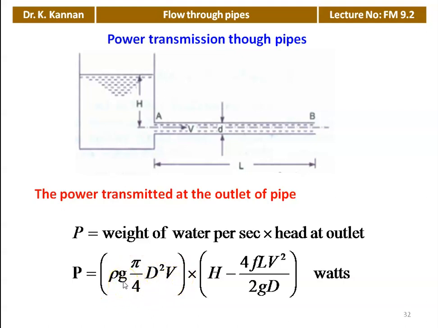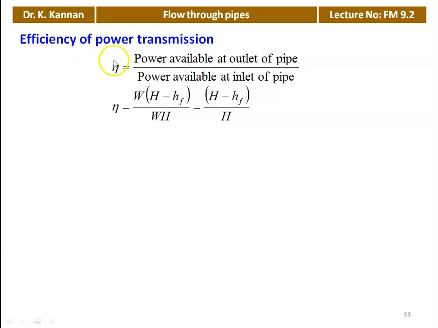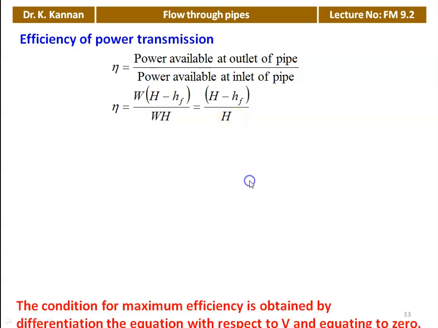Multiplying by g gives the weight of the liquid, times the head at the outlet, capital H minus 4 f L V square by 2 g D. H is the height of the water in the tank, minus the head loss due to friction, 4 f L V square by 2 g D. So this is the power at the outlet of the pipeline. Then the efficiency of the power transmission is the power available at the outlet of the pipe divided by the power available at the inlet of the pipe. This is equal to W into (H minus hf) divided by W into H, which is head minus head loss due to friction, divided by the total head of the water.